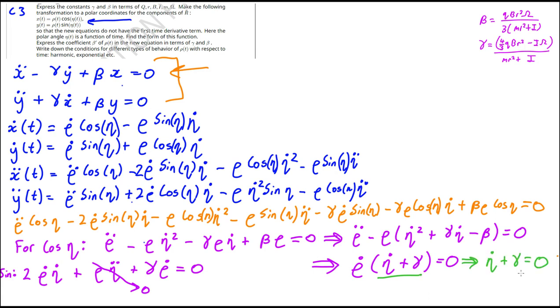Oh, whoops, I've missed a 2 here. Apologies, there's meant to be a 2 there. Then I can make that gamma over 2 is going to have to equal 0. Alright, so that's one equation. Now if we have a look.